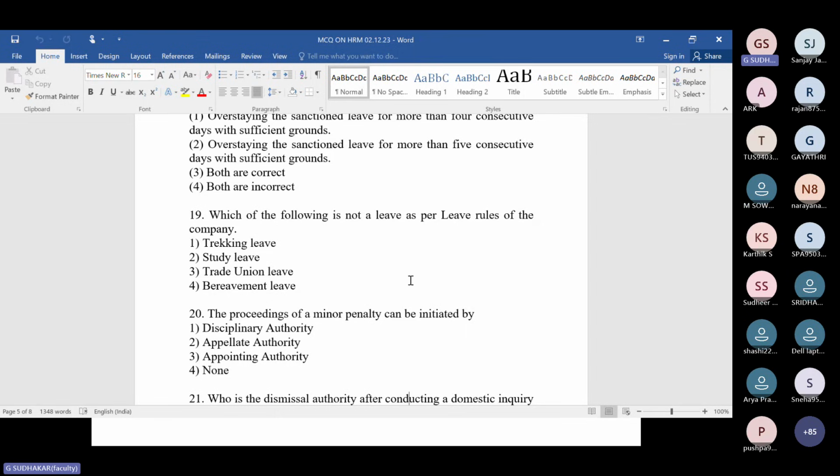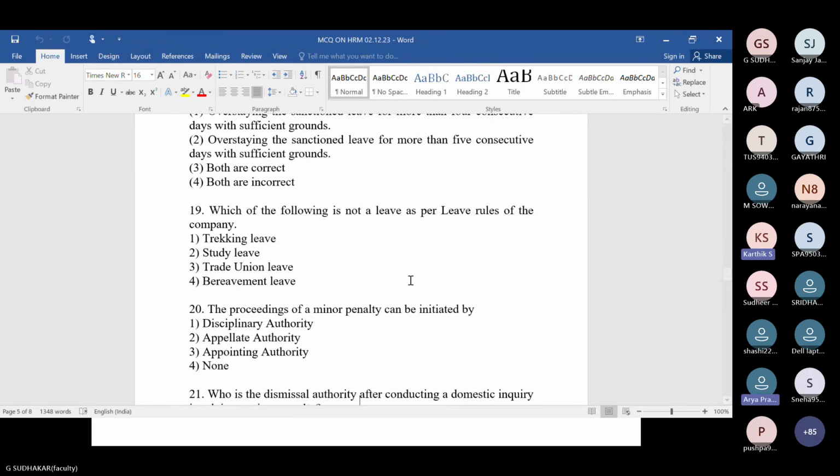So which one is correct? 4 is correct. Unless you know the meaning of bereavement leave, you will not be able to answer this. That is, a close family member died in our family. There is no separate bereavement leave. But trade union leave is there, study leave is there, trekking leave is there as a special case. So the answer is 4.